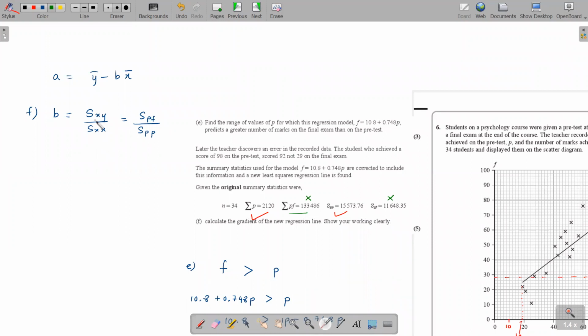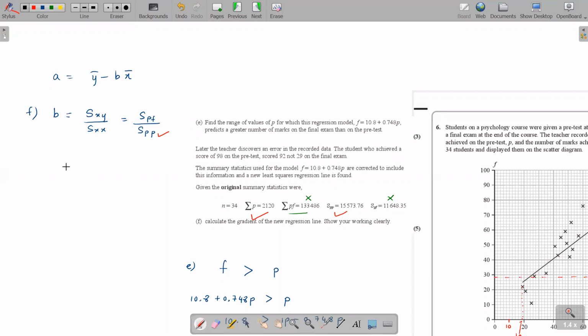In our case, our independent X variable is P, the pre-test mark. The final mark, the dependent Y, is F. So to get the gradient, I need to find SPF over SPP. Now the SPP value is the pre-test mark, so that doesn't change, that I already have. The only thing I need to find is the SPF. Are you with me? SPF value needs to be found.